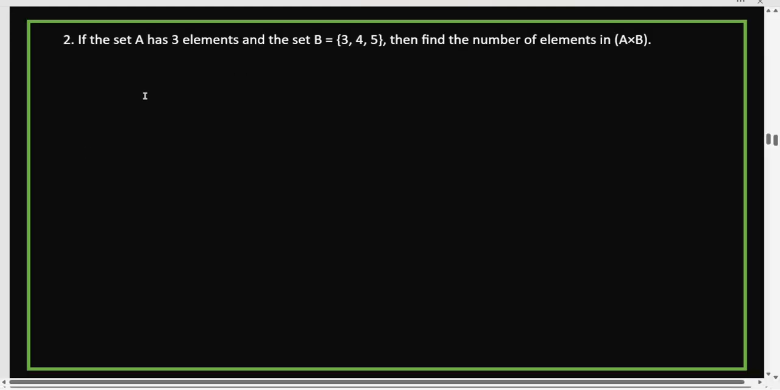Now the second question: if set A has three elements and set B has 3, 4, 5 as elements, then find the number of elements in A cross B. Now we'll see the Cartesian product. A cross B is the Cartesian product. In that only we'll get the ordered pairs.